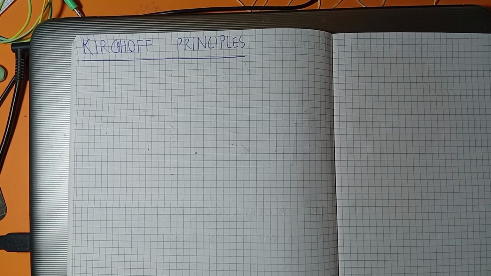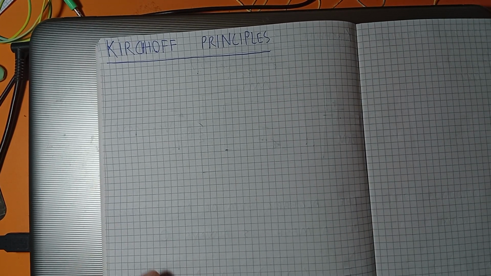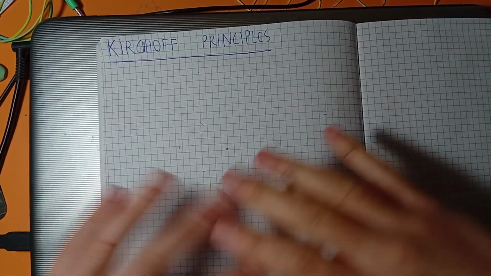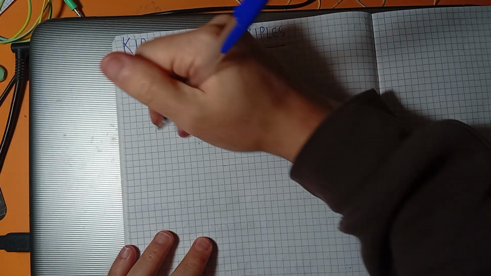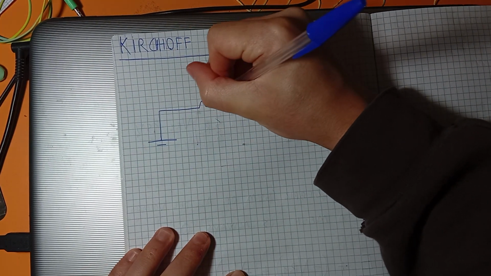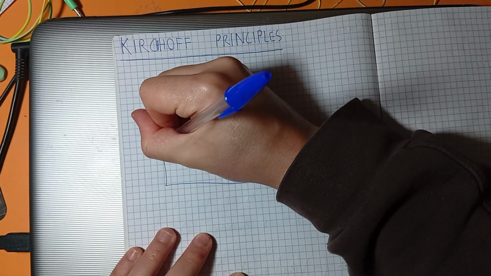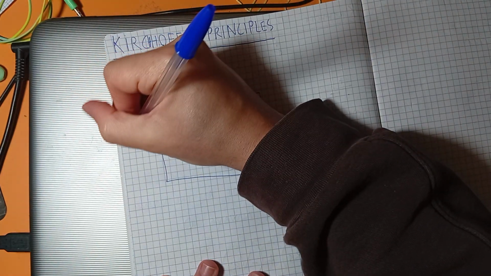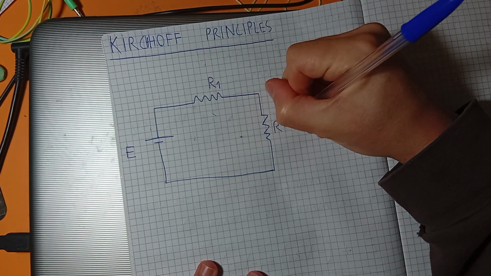Okay, let's begin. So, let's start with the first Kirchhoff principle. I'll explain it with an example, because in my opinion it is simpler to understand with a practical example. Let's imagine I have an electric mesh, a very simple electric mesh, made like this. Just one voltage generator and two resistors, okay? Here I have a voltage generator and here I have R1 and R2.